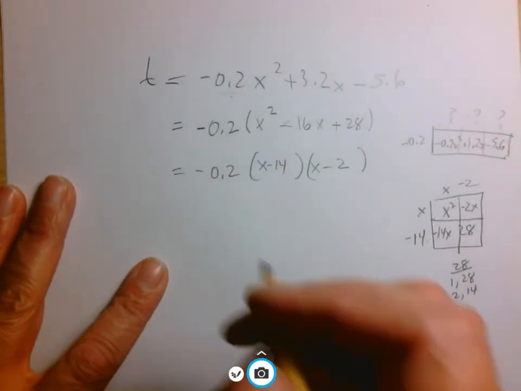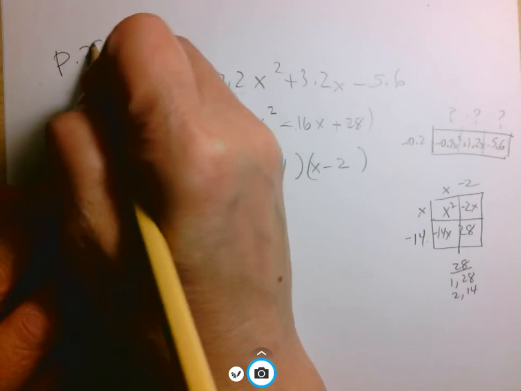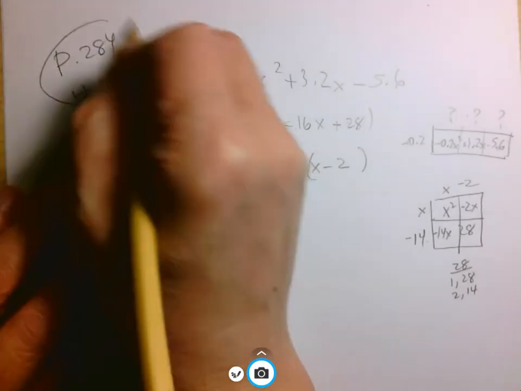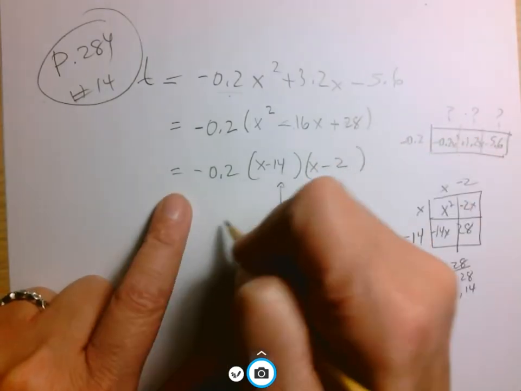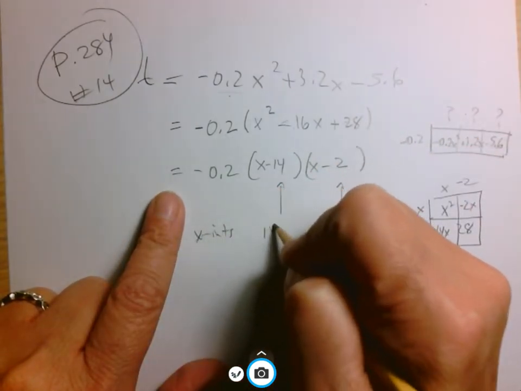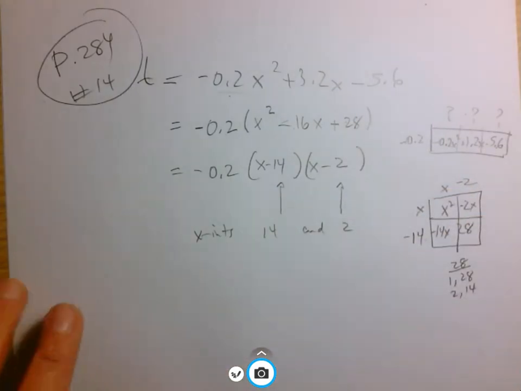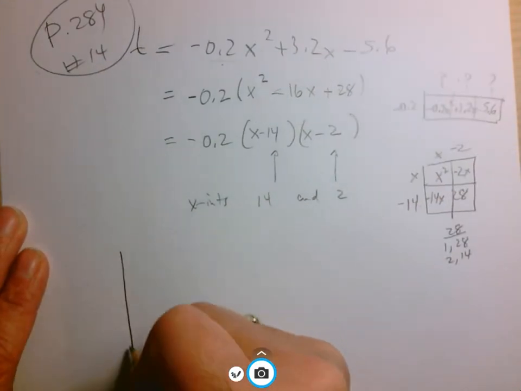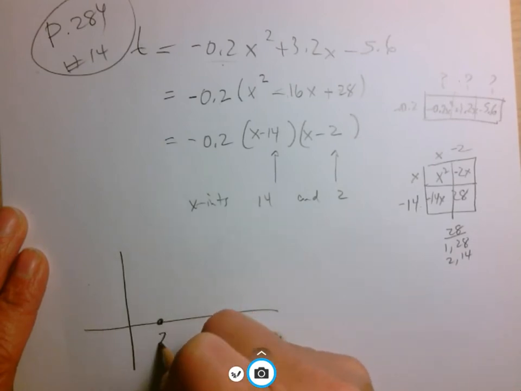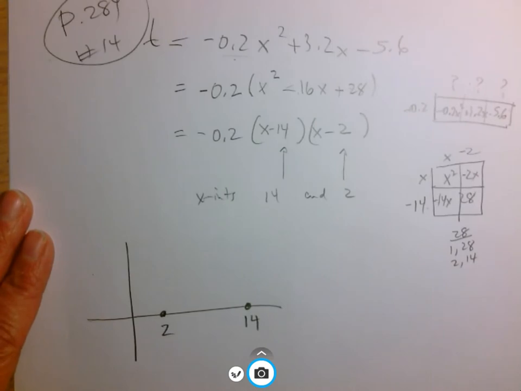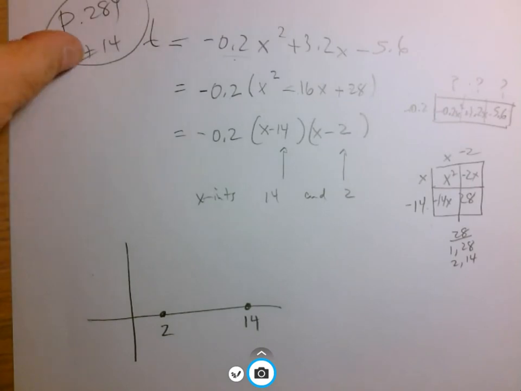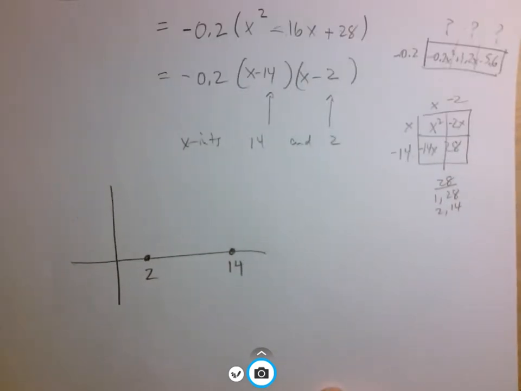So now we know, let me just put the page number. This is page 284, number 14. Okay. So now we know that the x-intercepts are 14 and 2. Quick sketch tells us that I have one here and one here. And the first part, it said what are the x-intercepts, or what are the zeros, so they're 14 and 2. The second part says find the coordinates of the vertex.